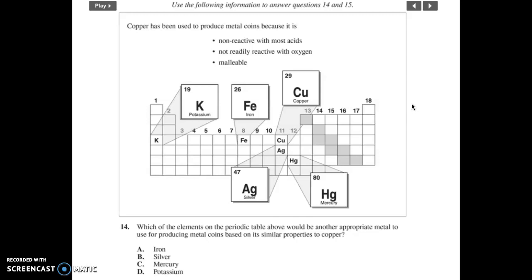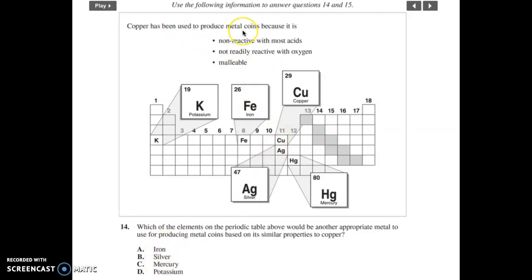We have potassium, iron, copper, silver, and mercury. Okay, so which of the elements on the periodic table would be another appropriate metal to use for producing metal coins based on its similar properties to copper? Okay, so copper is going to have similar properties to silver. So that's probably the answer, but let's look.